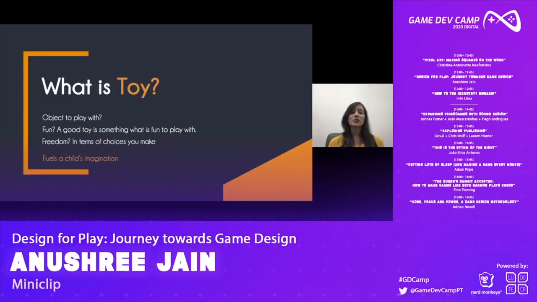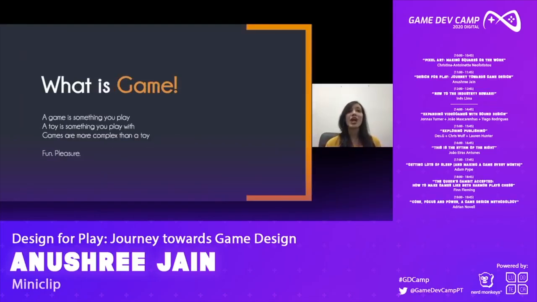But this also leads me to another question, that is, what is a game then? And how is it different from a toy? So I think a game is something which you play, but a toy is something that you play with. And I feel games are much more complex than toys, because a stone, as I said, can be a toy, but for it to be a game, there needs to be a lot of rules or some constraints around it to make it actually act like a game.